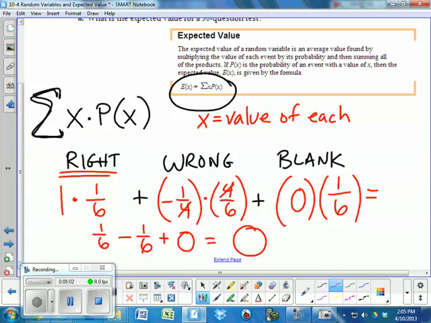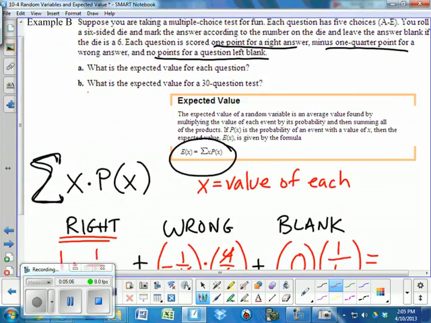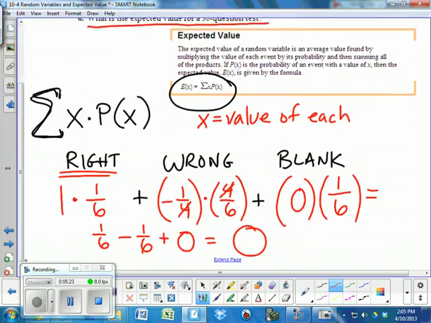Okay? Now, if you use this method over the course of a 30-question test, which is part B, right? What is the expected value for a 30-question test? You just take the value of one question, which was 0, times 30. 0. If you use this method for this entire test, you can expect to get a 0 on the test. What's the maximum correct score if you get them all right? 30. So if you use this method, the average student would get a 0 out of 30 on the test.